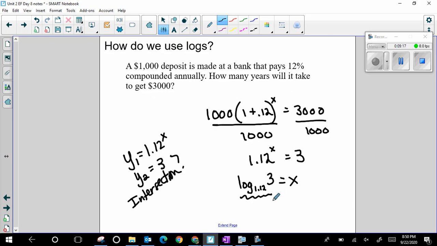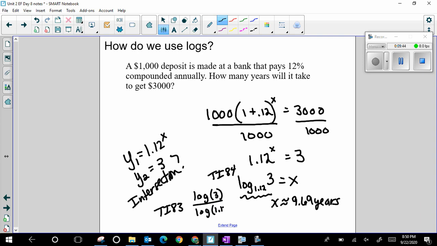All right, so putting this in our calculator, we got x is about 9.69 years. That was your TI-84. And TI-83, you have to do the log of the big number over the log of the small number. Make sure you close those parentheses, and you should get the same answer.